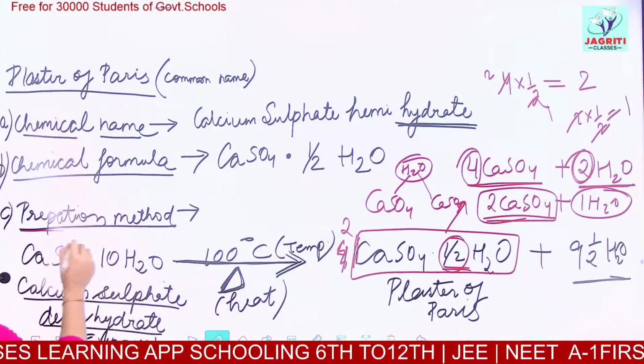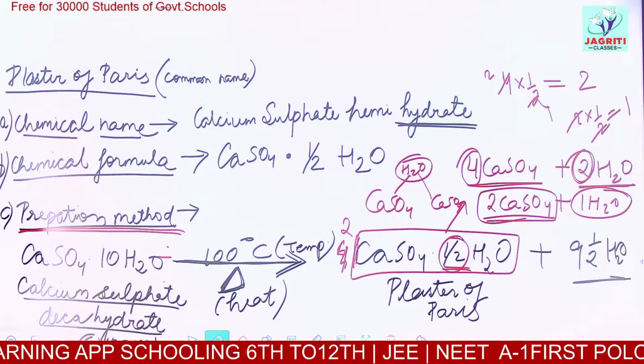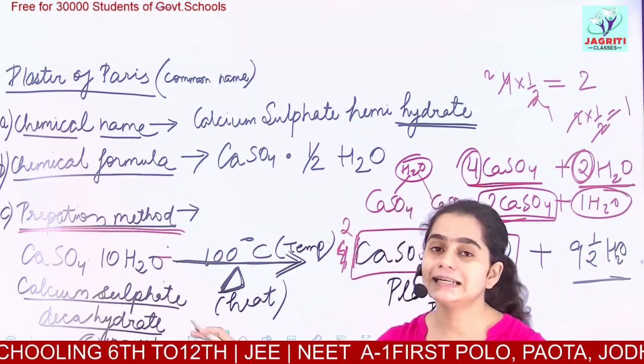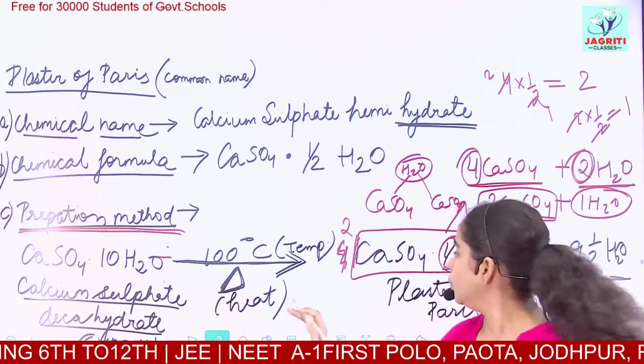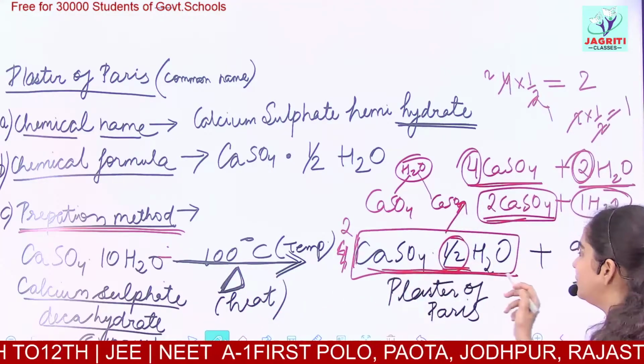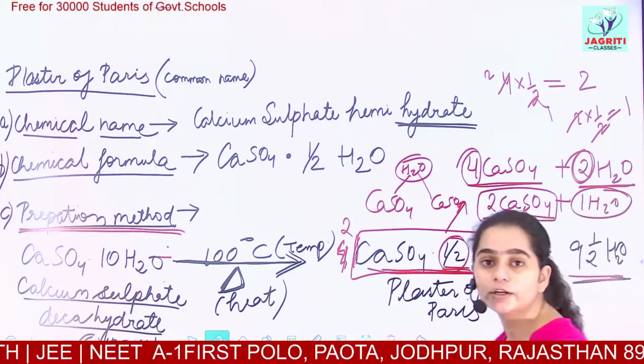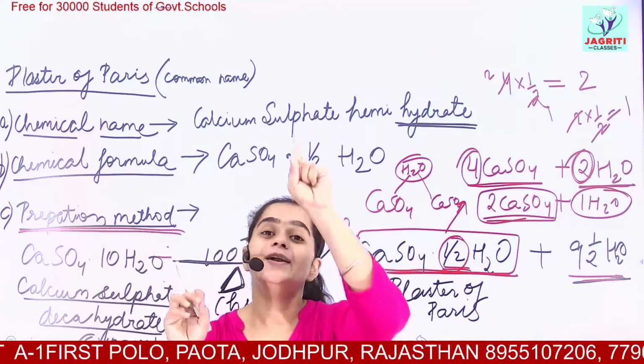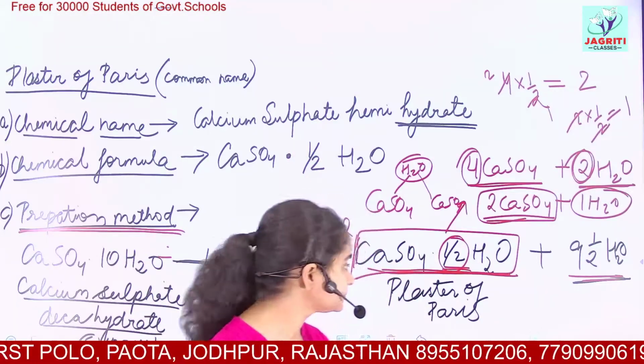Then is its preparation method. Preparation is quite simple. You just have to remember one reactant, that is gypsum. When gypsum is heated at 100 degrees Celsius, what do we get? We get plaster of Paris, and the remaining water is evolved out. And I told you this half means 2 molecules share 1 water molecule equally.